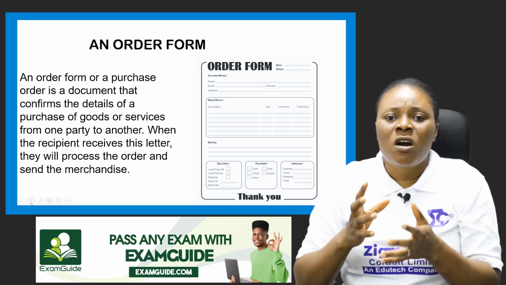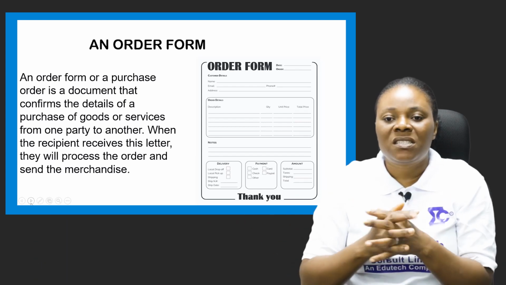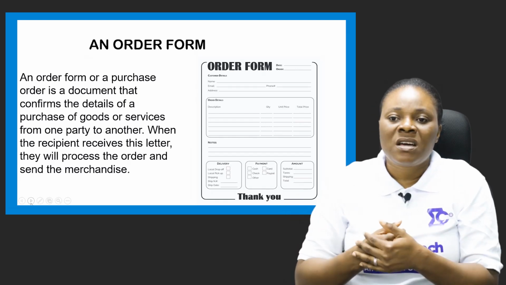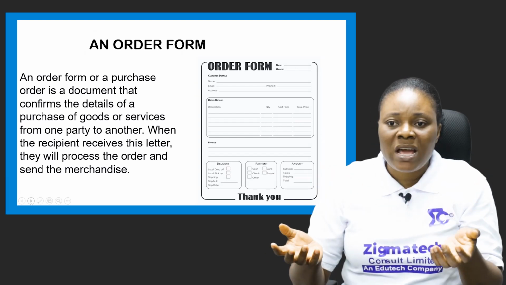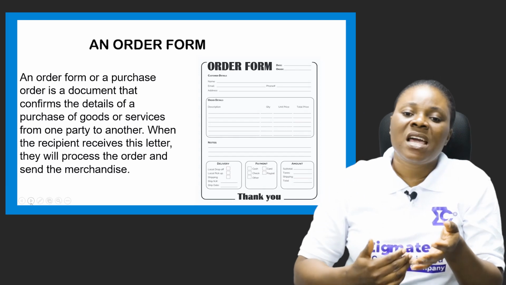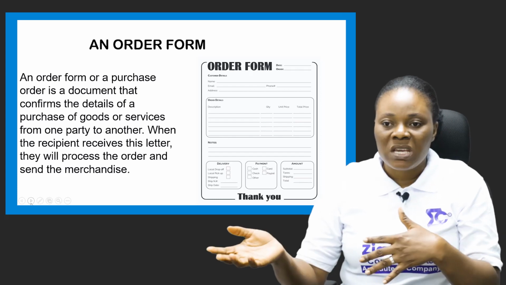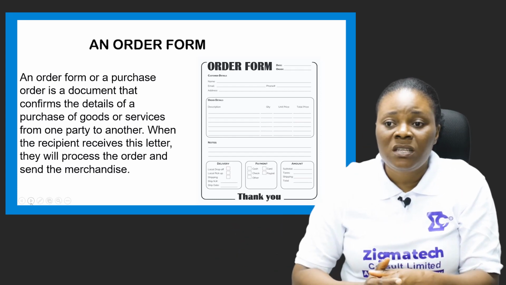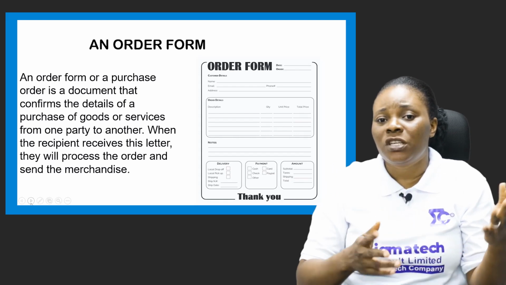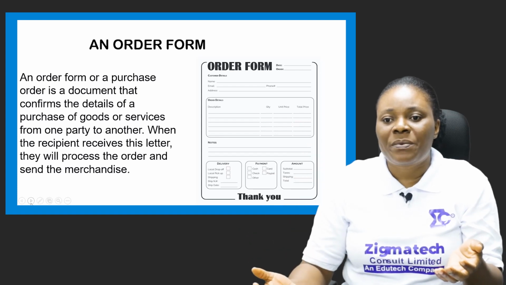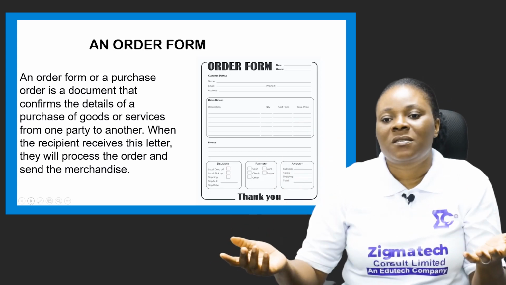So it's a document that confirms the details of the purchase of goods and services from one party to another. On the order form, you write the date, you put your name, your address, then you give a list of the items that you want the supplier to give to you. The quantity you need, then the unit price also. Remember, on the quotation, you have the price for each item. So you can have the unit price and also have your own total expected price.